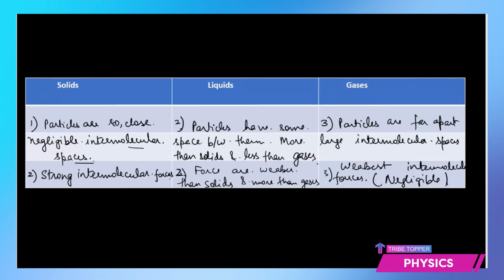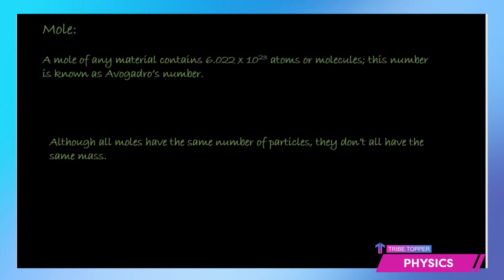So these are the 2 points on the basis of which we discuss the difference between solids, liquids and gases on the basis of the particle model. Particle spaces, the intermolecular spaces, are negligible in solids and largest in gases. Liquids have in between. And intermolecular forces are strongest in solids and negligible in gases. And liquids have forces in between the solids and gases.